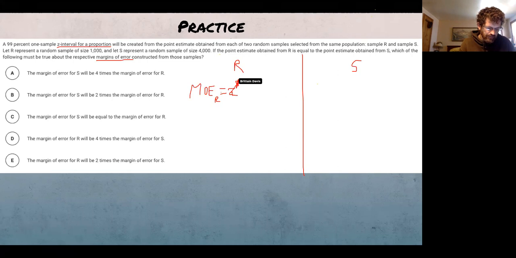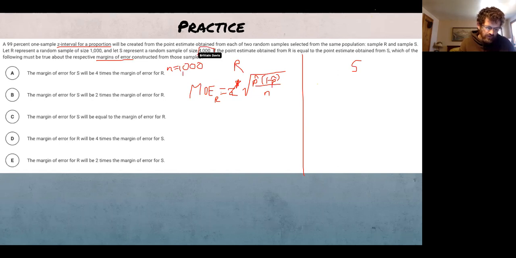That is, let's see, P hat times 1 minus P hat divided by 1000. But instead of 1000, I'm just going to write N. Okay, so N is going to equal 1000. You'll see why in a second. So for the S, they had a sample size of 4000.